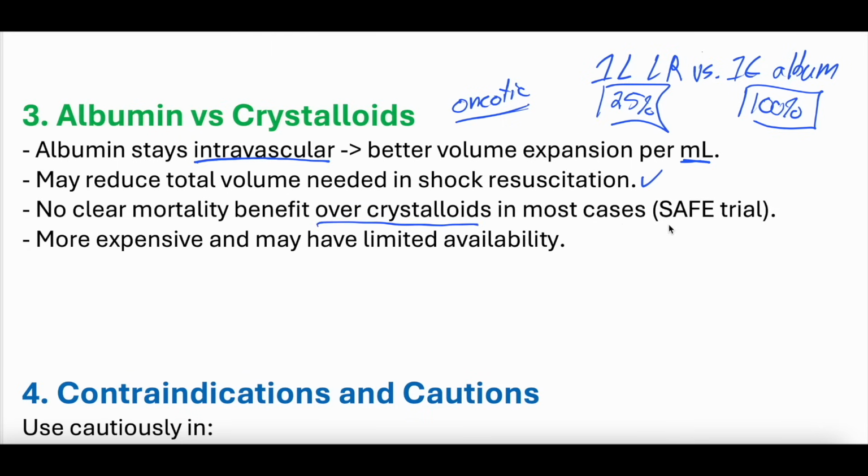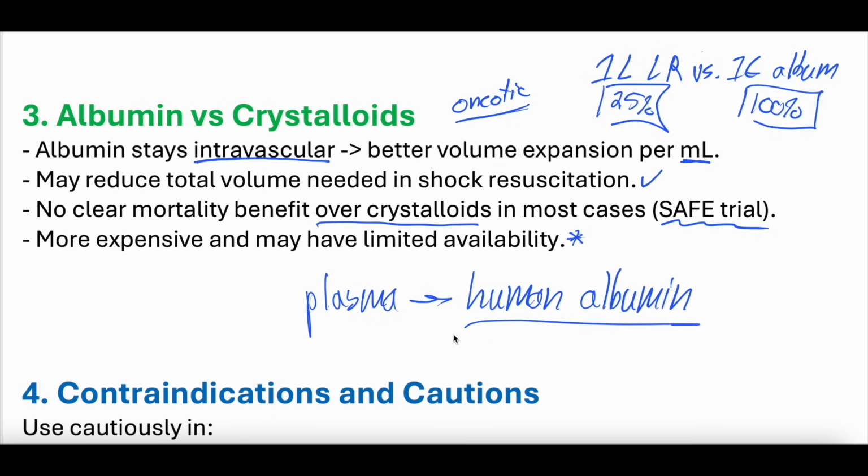As we mentioned, we comment on the SAFE trial here, but there's been a couple trials that have looked at that. And it is more expensive. Right, you have to derive it from human plasma. They literally take human plasma and they collect out the human albumin. So this is a human product. So obviously it's going to be more expensive, harder to come by compared to just a bag of normal saline or lactated ringers or PlasmaLyte.